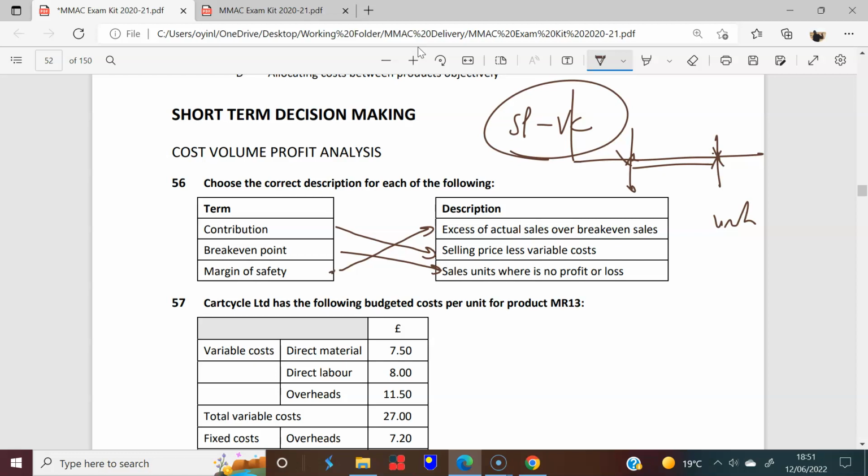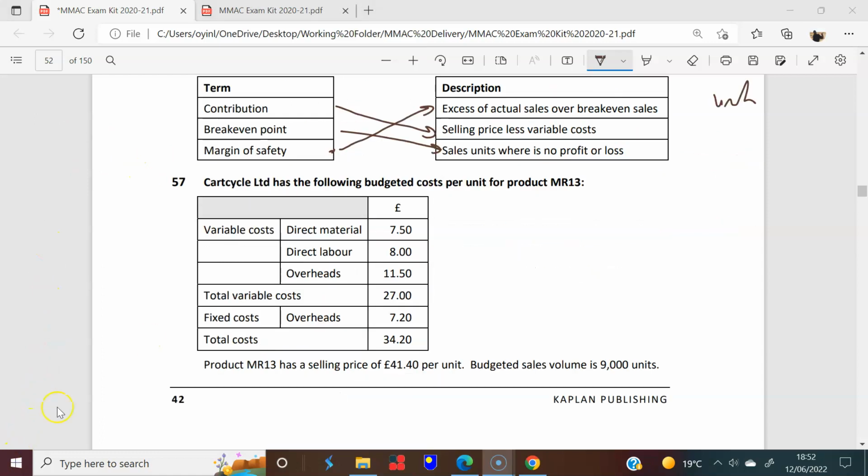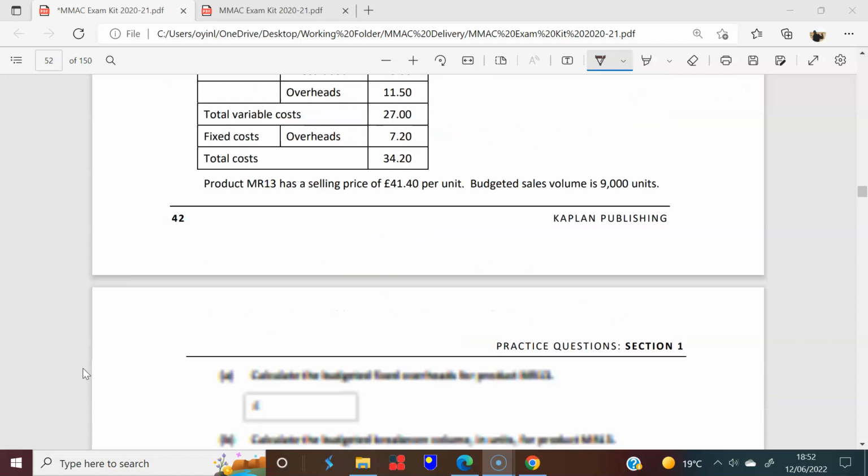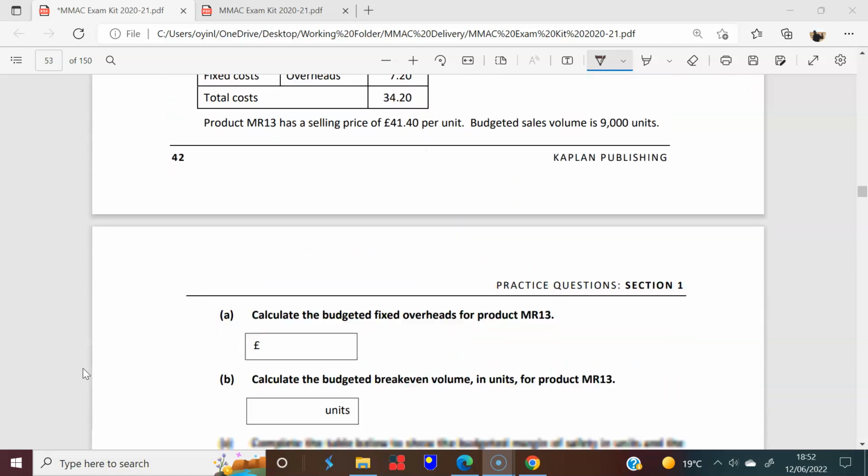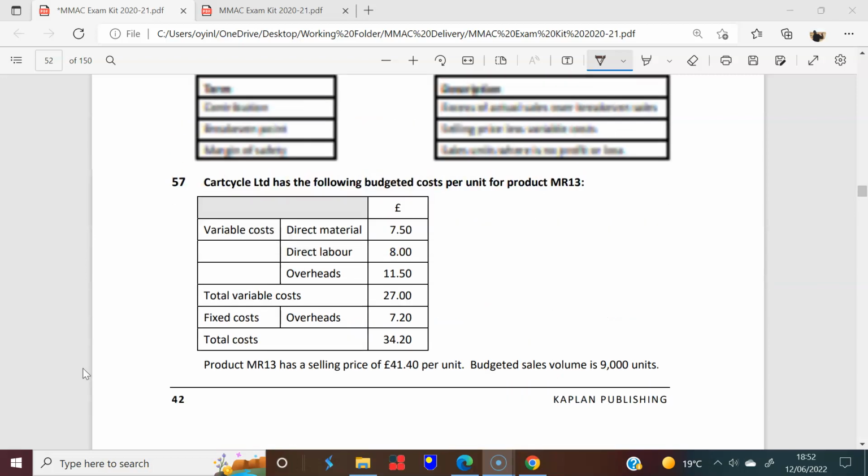And that's question 56, and that's how you do that one. Okay, let's work through 57. We've been playing around with this sort of thing for some time now. You have some information and you're told to calculate the budgeted fixed overheads for this product MR13.